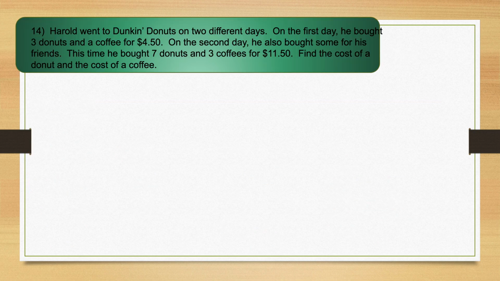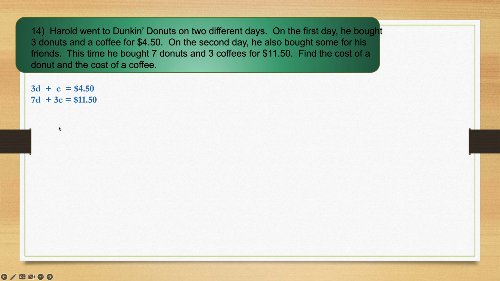Okay, so now we have a word problem. Numbers changed from last time. Go ahead. Okay. 3 donuts and a coffee are $4.50, so 3D plus C is $4.50. 7D plus 3C is $11.50.